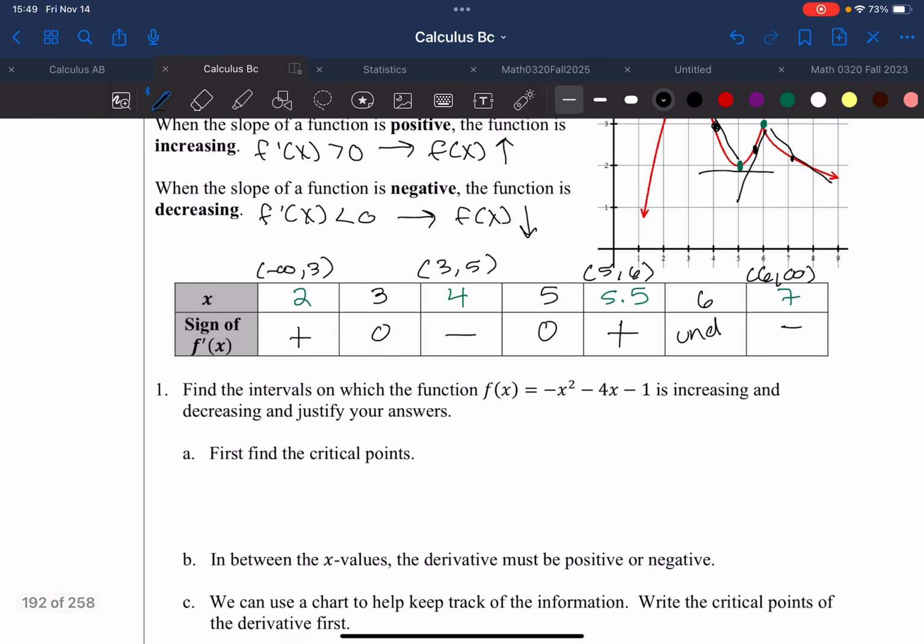So notice that the signs of the derivative go opposite. We had positive, then negative and positive, and then positive and negative surrounding each of those critical points.